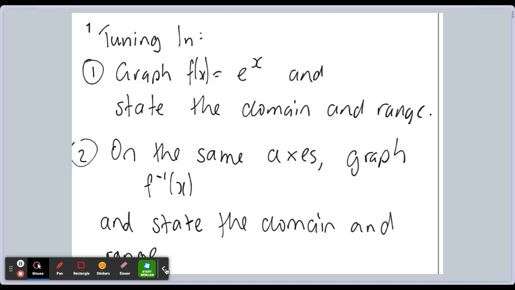Okay, so just for the video's sake, I'll just say we had this as a tuning in activity where you had to graph f of x equals e to the x and state the domain and range. Don't know if you did that or not. I actually looked at the graphs. I didn't look at the domain and range there. And on the same axes, graph f inverse of x, and state its domain and range.